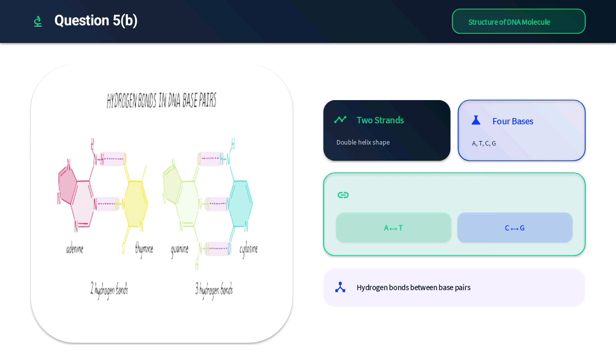These bases pair in a specific way. Adenine always pairs with thymine, and cytosine always pairs with guanine. This is called complementary base pairing. The base pairs are held together by hydrogen bonds. So in summary, double helix, two strands, four bases with AT and CG pairing, and hydrogen bonds between the bases. An annotated diagram would also be acceptable for full marks.